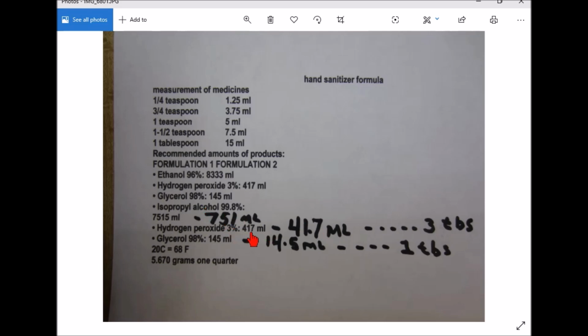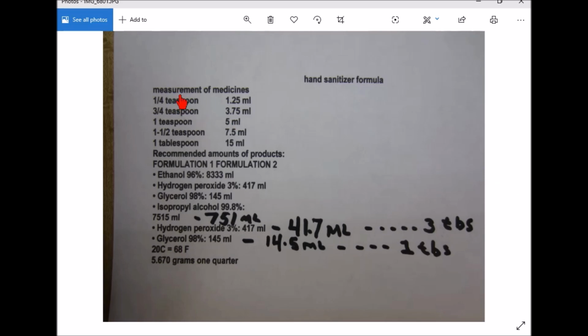We'll change 417 mLs to 41.7, which is 3 tablespoons. And we'll change the glycerol from 145 to 14.5, 1/10. Because this is to make 10 liters, we want to make 1 liter. We know it's 3 tablespoons because 1 tablespoon is 15 mL, so 3 tablespoons would be 45, which is close enough to 41.7 for our purposes. Also, 14.5 mL is about 1 tablespoon, 15, so 1 tablespoon of glycerol is close enough for our purposes.